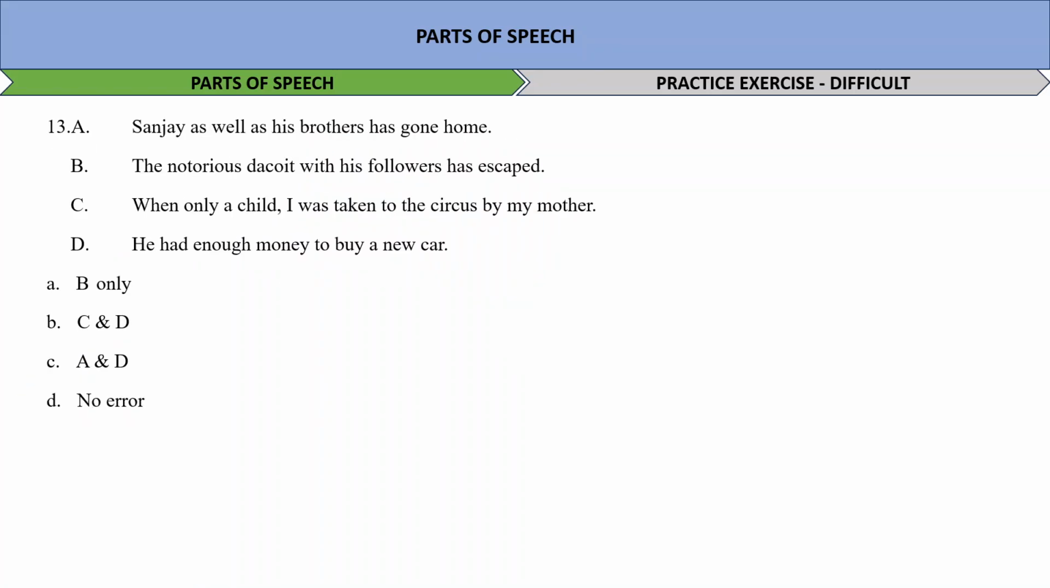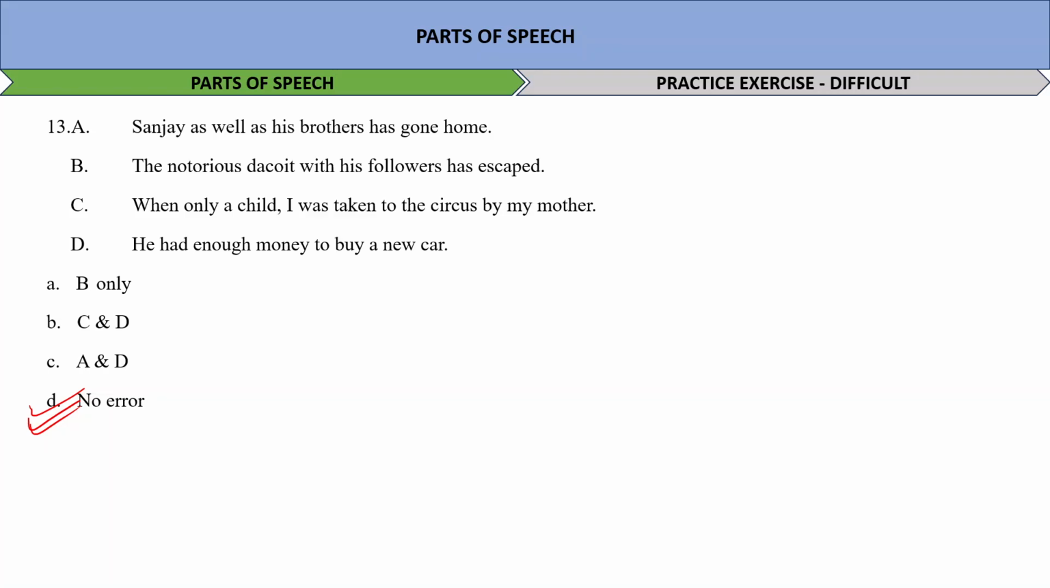Next question. Sanjay as well as his brothers has gone home. The notorious dacoit with his followers has escaped. When only a child, I was taken to the circus by my mother. He had enough money to buy a new car. So there we see that I can definitely see there's no error. All the words are on point and in place. Correct?